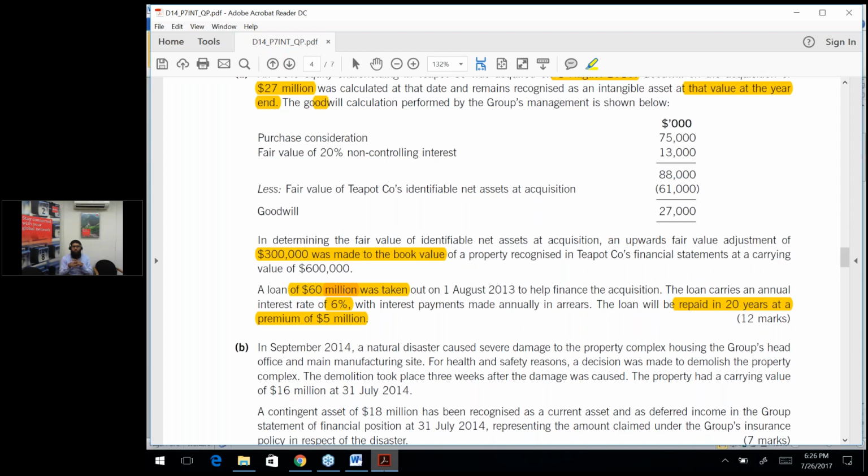Furthermore, we have made an upward fair value adjustment to the property recognized in TPOT's financial statements. So what do we need to do? We need to charge an excess depreciation on this upward valuation that has been done. We need to charge extra depreciation on it. That's what we need to do. So you are going to write that accounting treatment.